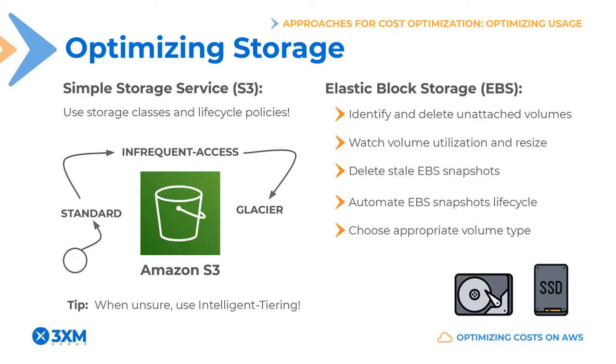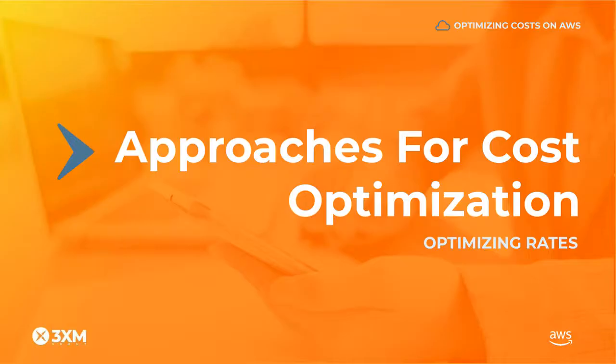In the case of elastic block storage, or EBS, a typical mistake is leaving unattached volumes behind when terminating EC2 instances. So make sure to identify and delete those. Also, don't provision more storage capacity than you need. You'll still be paying for it whether you actually use it or not. Lastly, make sure that you're deleting your old EBS snapshots, either via lifecycle policies or some other automated process, but do automate the snapshot rotation process.